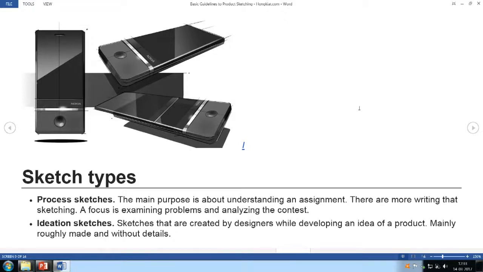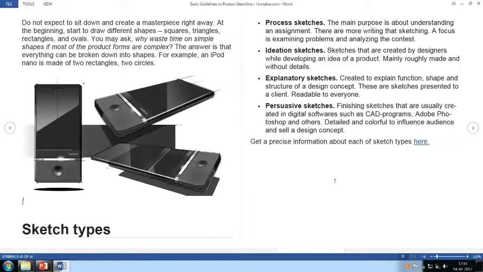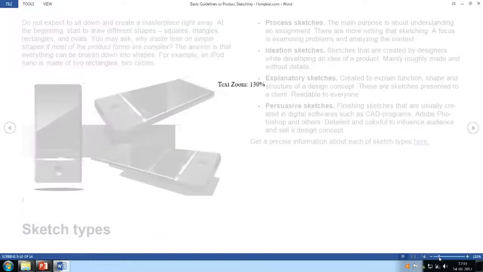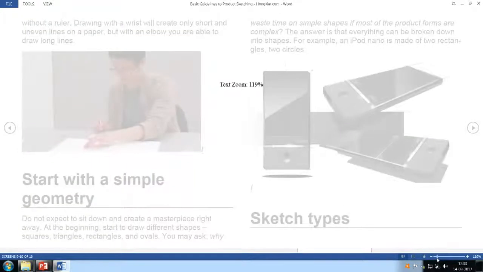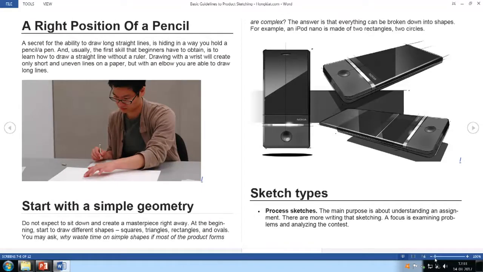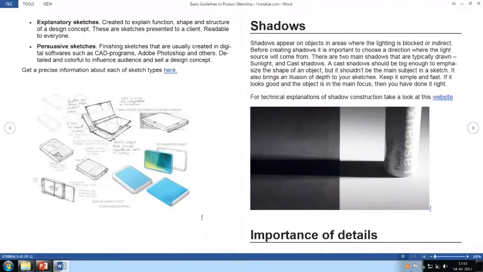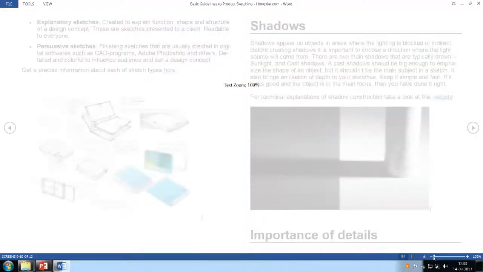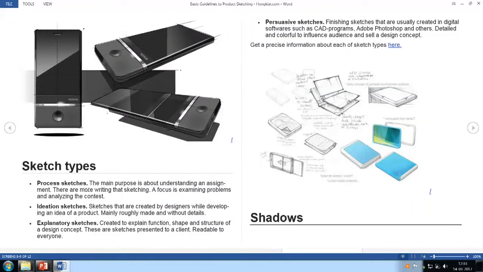And then at this point probably I should show you that there are different types of sketches. We have simple explanatory sketches, process sketches. The main point is understanding and assignment; they are more writing than sketching. The focus is examining problems and analyzing the context. We are all familiar with it.